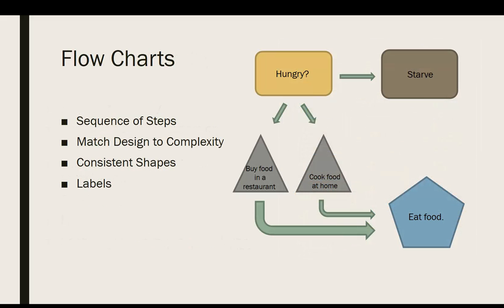Flowcharts are another way of showing a process. So whereas an organizational chart shows the relationship of one individual to a whole within an organization and a hierarchy, a flowchart can represent a process instead. So this is a very simple flowchart that shows essentially your 3 options if you are hungry. One is to starve, one is to buy food, and one is to cook at home. And you could follow the lines to go hungry, buy food in restaurant, eat food.